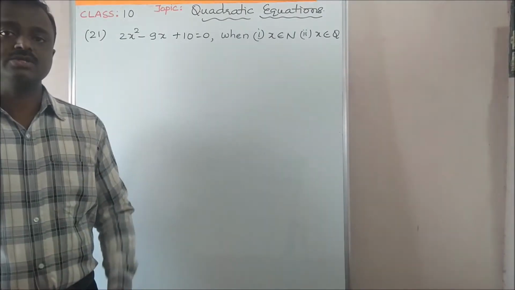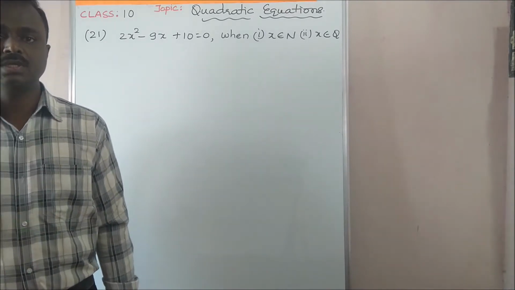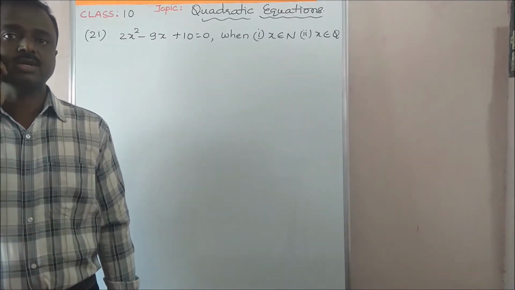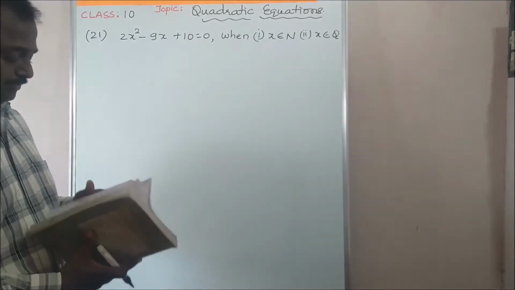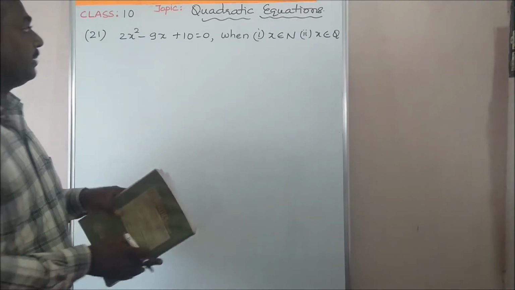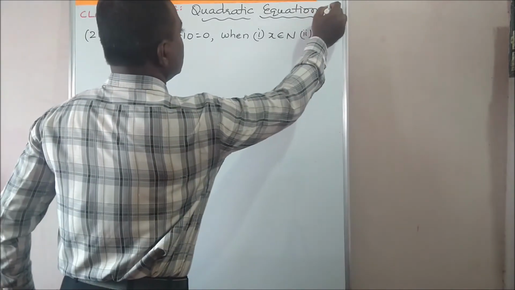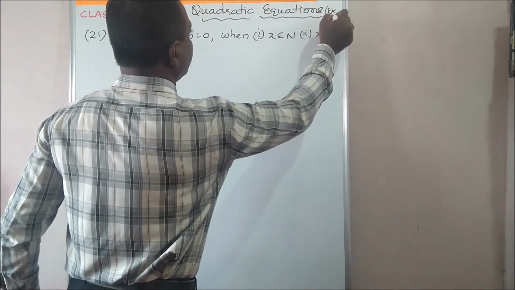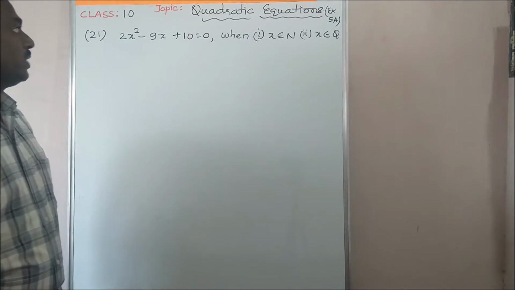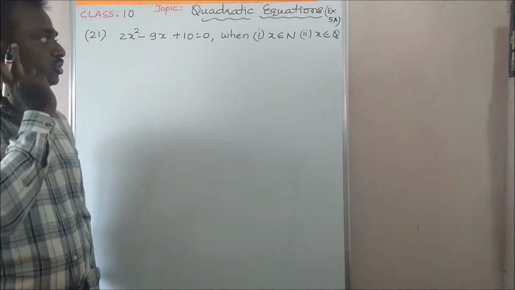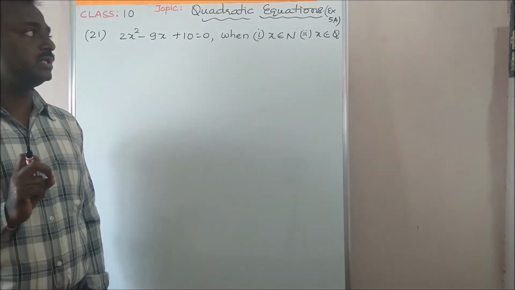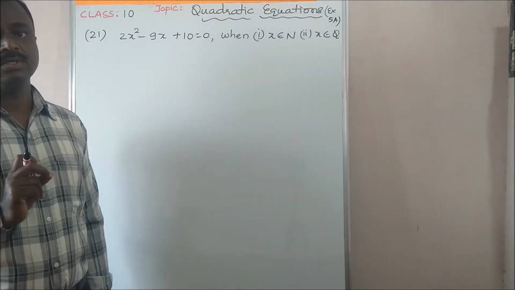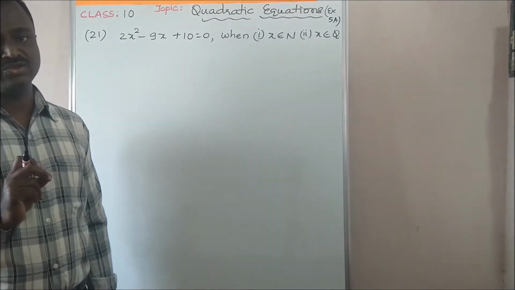Welcome back to the session on quadratic equations. In today's session, I am continuing with question number 20, exercise 5A. The question is 2x² − 9x + 10 = 0, when x belongs to N, x belongs to Q. Q means rational numbers and N means natural numbers.